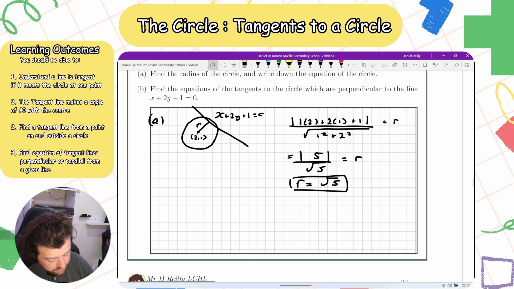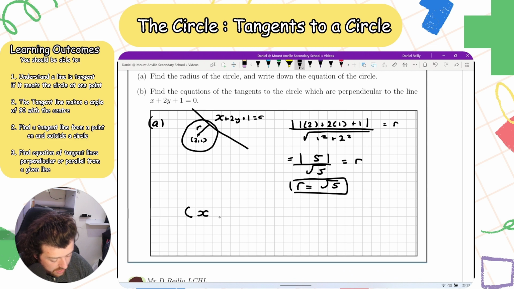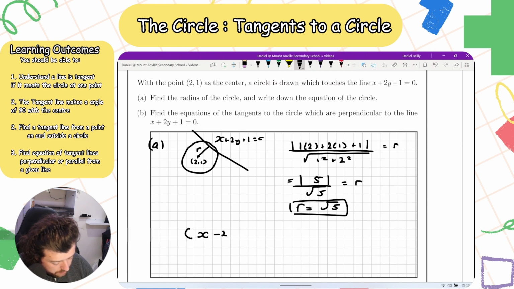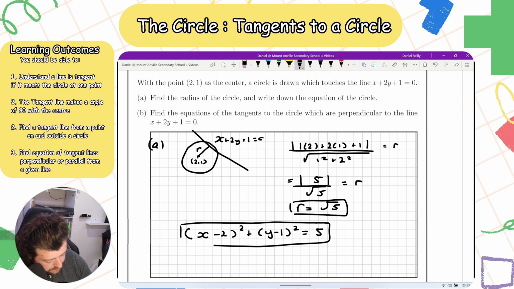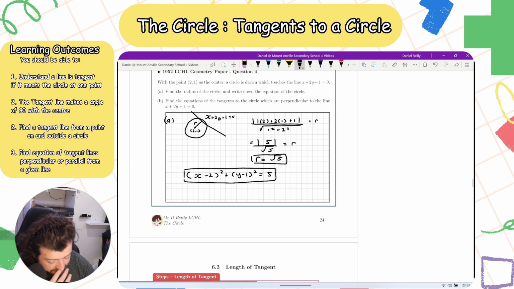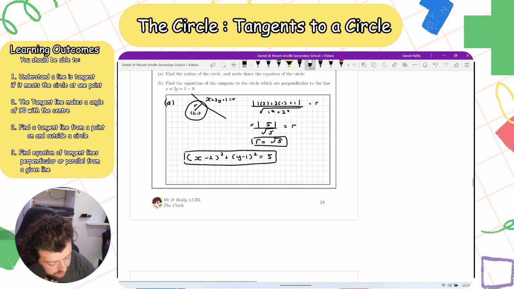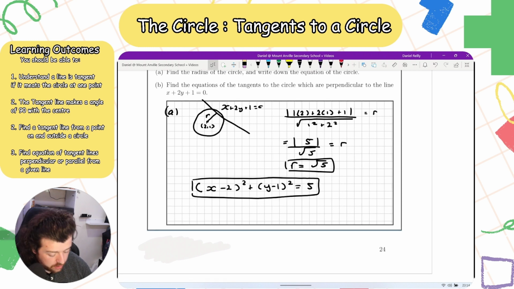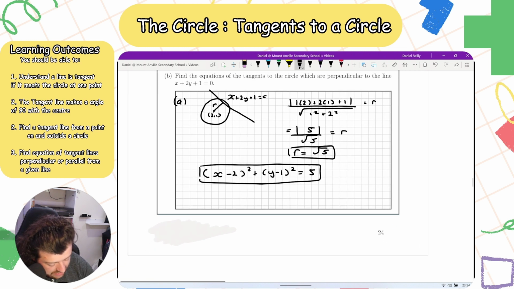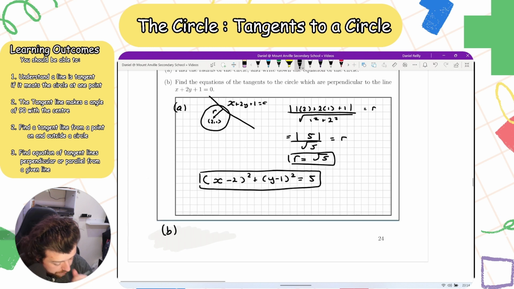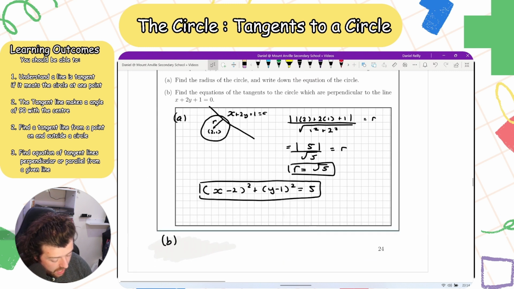Then write down the equation of the circle. So the equation of the circle will be x minus 2 squared plus y minus 1 squared is equal to r squared, which is 5. How fun. Right, the second part asks here, write down the equations of the tangents to the circle which are perpendicular to x plus 2y plus 1. So these are perpendicular.